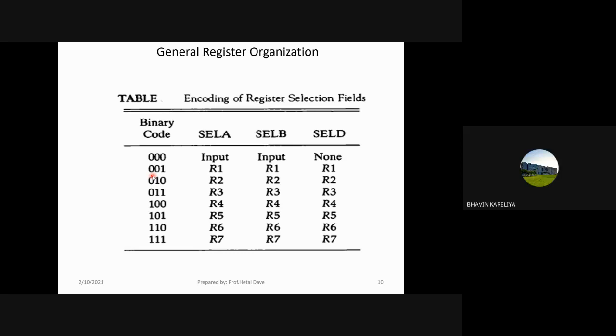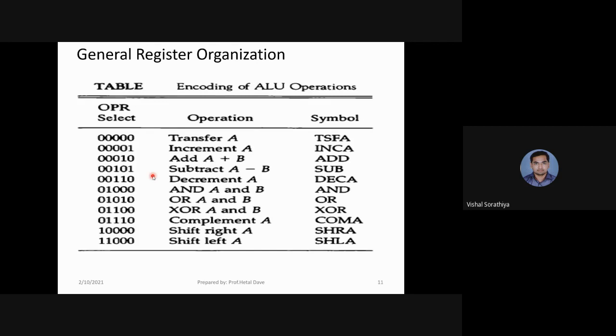Yeah, 001. So first for R1, selection line A will be 0, 0, 1. For selection line B, 0, 0, 0. Yeah, selection line B will be 0, 0, 0, so it will take an input. And what about selection line D? 0, 1, 0. Yeah, true. 0, 1, 0. And the opcode will be addition. It's 0, 0, 1, 0.